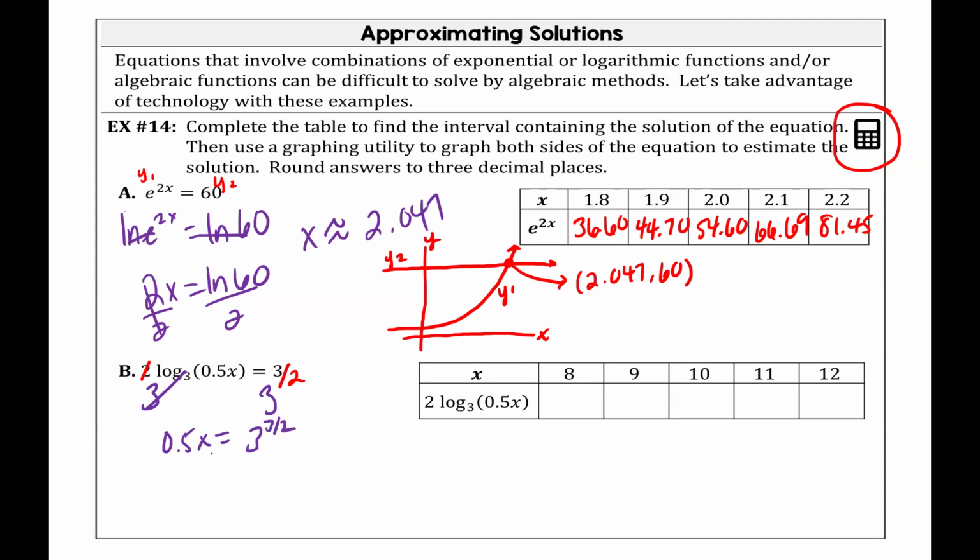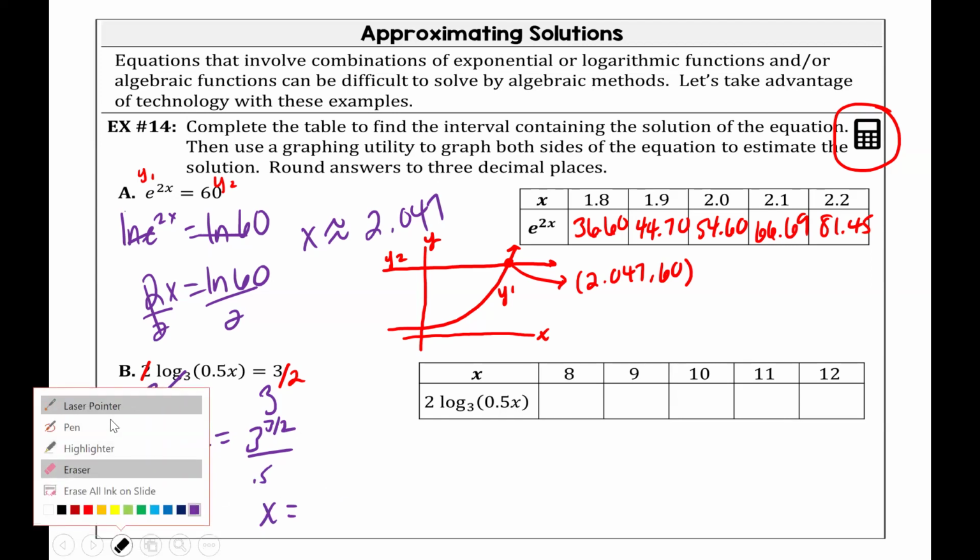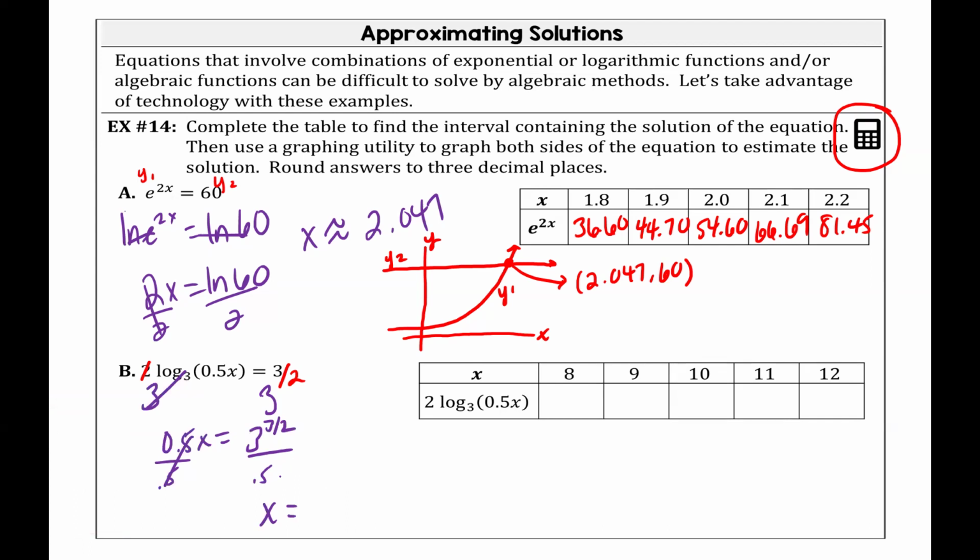Okay. If you're using a calculator, there's no point in trying to simplify that or rewrite it; leave it as 3 to the 3/2. And then we're going to divide by 0.5. So now we know that x will equal 2 times. The reason why I'm saying 2 is because dividing by 0.5 is dividing by 1/2. When you divide by a fraction, you multiply by the reciprocal. So it becomes 2 times 3 to the 3/2 as my exact answer.